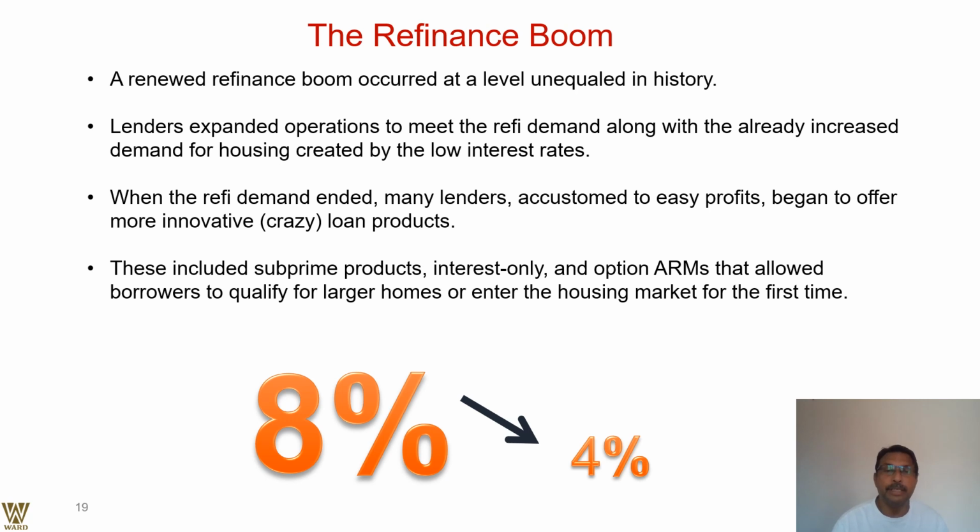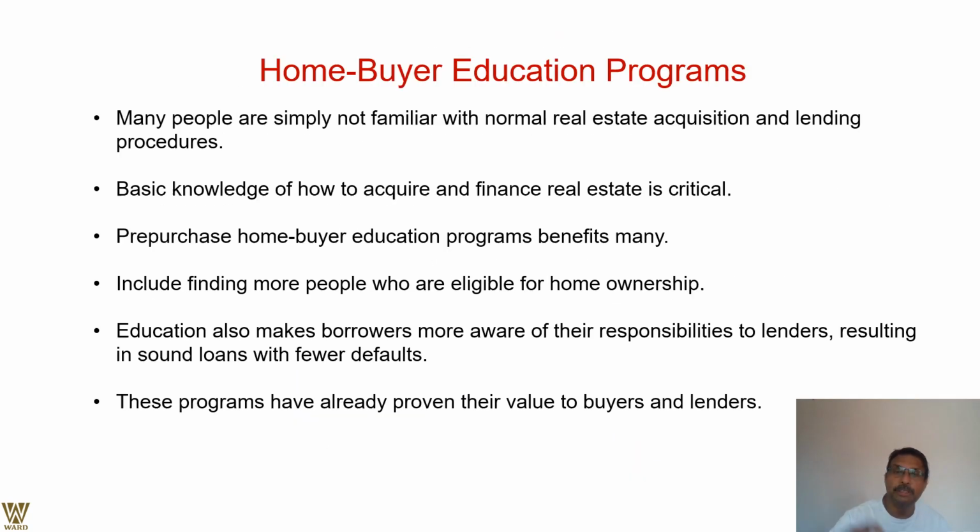When the refinance demand ended, many lenders accustomed to easy profit began to offer more innovative, probably I would call them crazy, loan products. Remember, I take a loan at 4% and I give a loan from that loan amount to another person at 8%. The net difference of 4% is what I make as profit. And these are crazy things. This includes subprime products, interest only options, ARMs, that allowed borrowers to qualify for a larger home, and enter into the housing market for the first time.